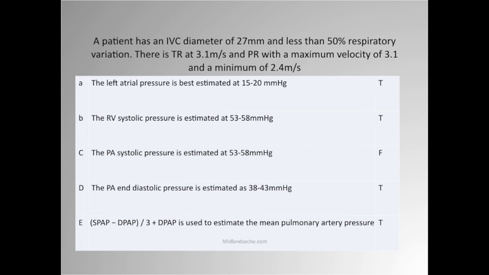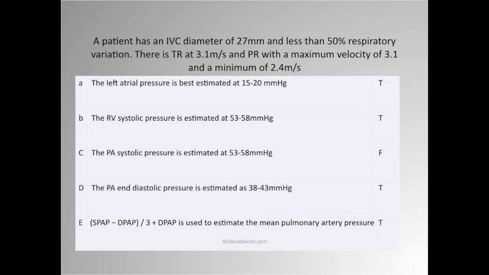The PA end diastolic pressure is estimated as 38 to 43 millimeters. That's correct, because at the end of diastole, the tricuspid valve is open, the flow has ceased, so the right ventricular pressure is the same as the right atrial pressure. And the pressure difference is 4v squared of the velocity between the pulmonary artery and the right ventricle at the end of diastole, which is the minimum velocity of the pulmonary regurgitation.